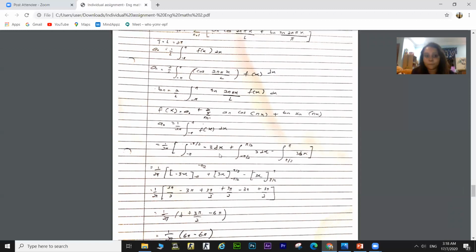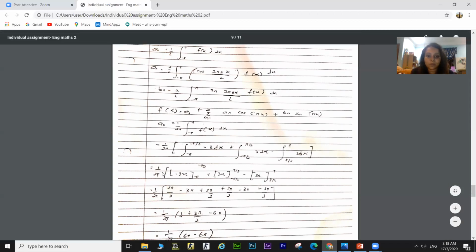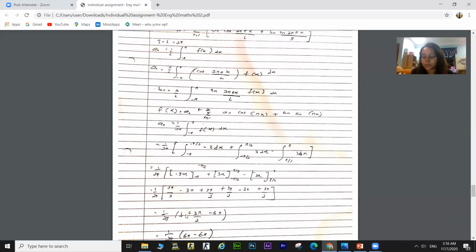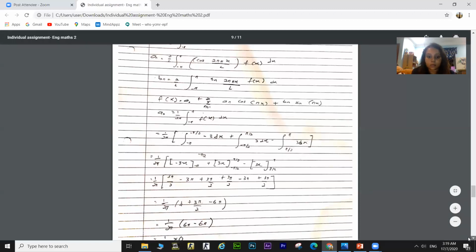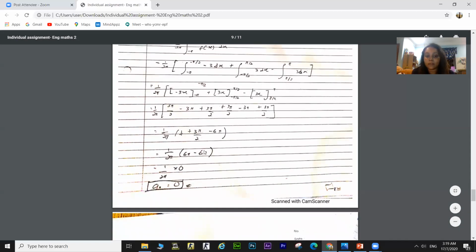So we multiply: 3π over 2 minus 3π plus 3π over 2 plus 3π over 2 and minus 3π plus 3π over 2, in the bracket, which means we multiply 1 over 2π with each value. After we sum and substitute, we get 3π over 2 minus 3π over 2 minus 3π plus 3π, so we get 6π minus 6π. After we cancel both, it will be 0. So we just have 1 over 2π times 0.